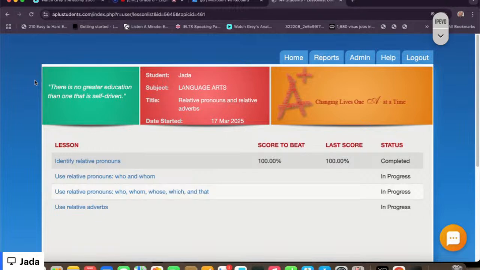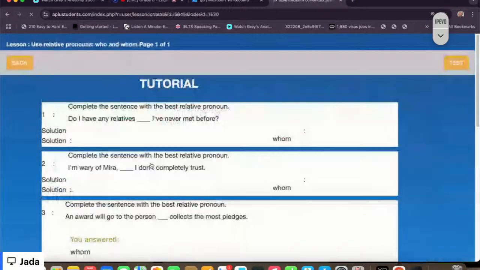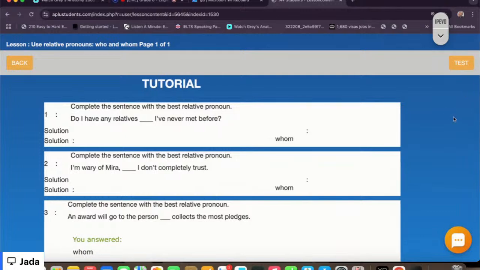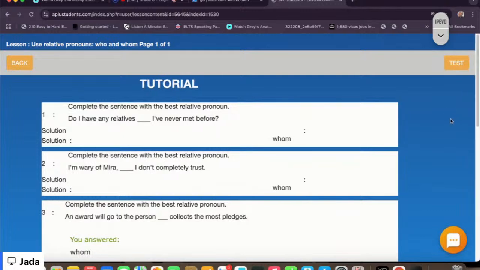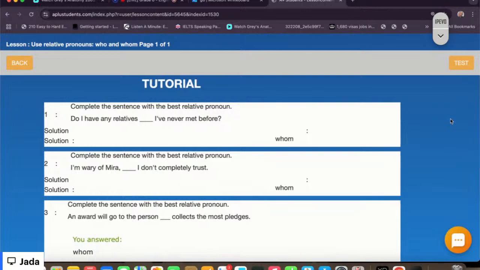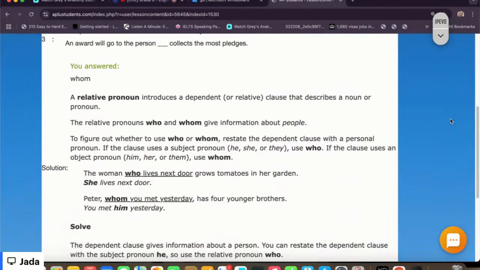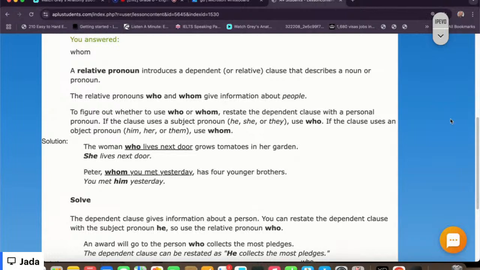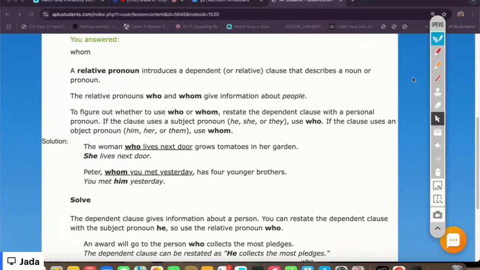Okay, all right. So we will move on now. So this one is use relative pronouns who and whom. So how can we use this relative pronoun? Okay. All right. So we know that a relative pronoun introduces a dependent or relative clause that describes a noun or pronoun.